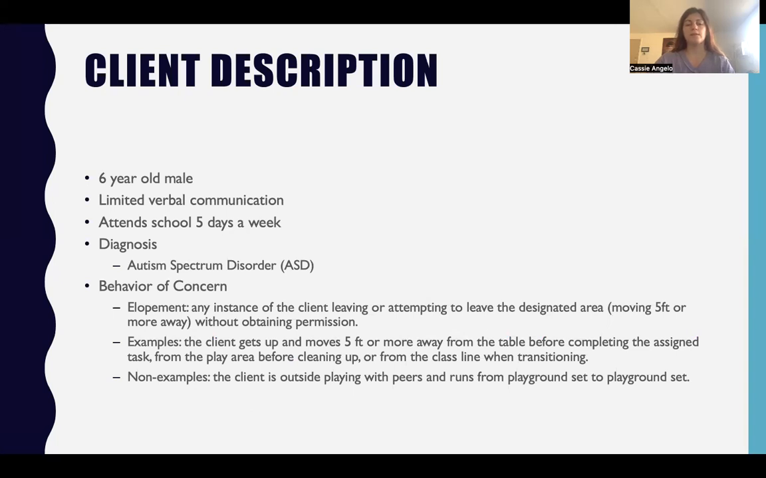So some examples of this is the client gets up and moves 5 feet or more away from the table before completing the assigned task, from the play area before cleaning up, or from the class line when transitioning. Some non-examples include the client playing outside with peers and running from playground set to playground set.